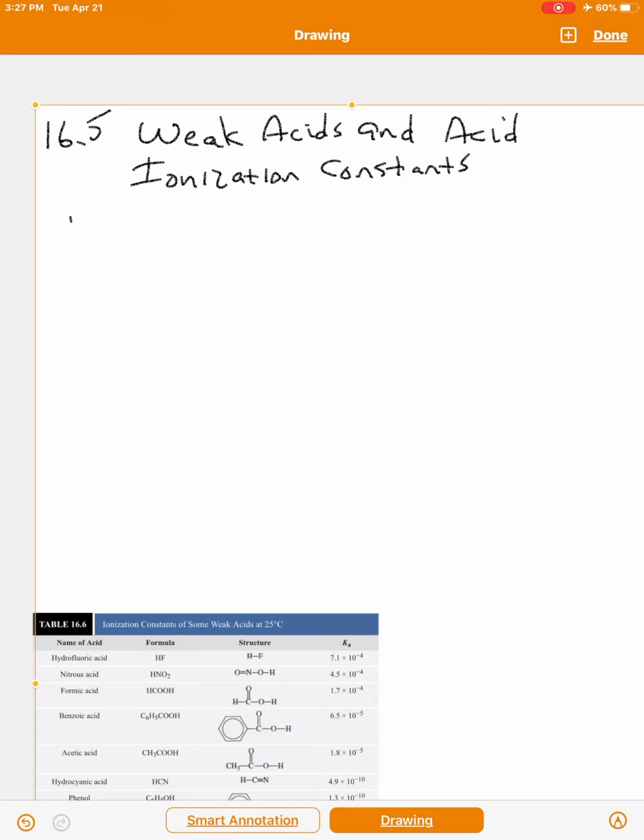Okay, this is section 16.5, weak acids and acid dissociation constants. So we looked at strong acids in the previous section. Now we're going to look at weak acids. It turns out that there are many acids found in nature in which the acid dissolves in water, but it reacts with water to a much smaller extent. In a sense, it's less reactive toward water than the strong acids are.